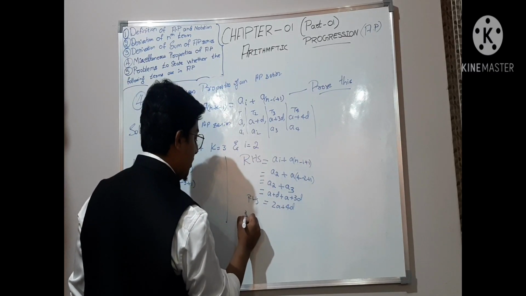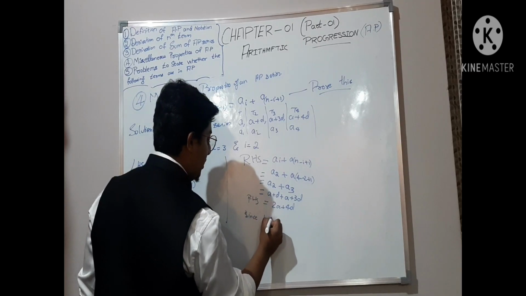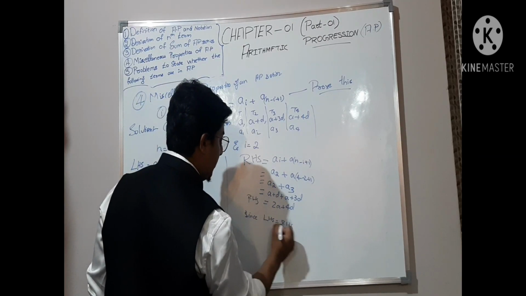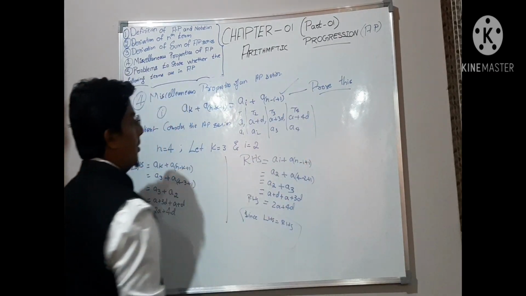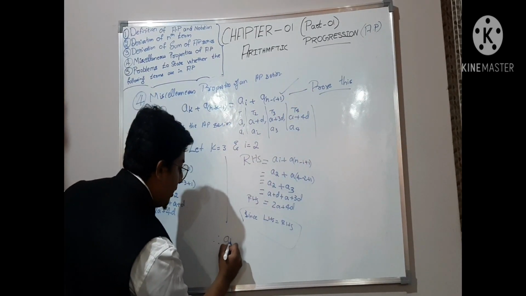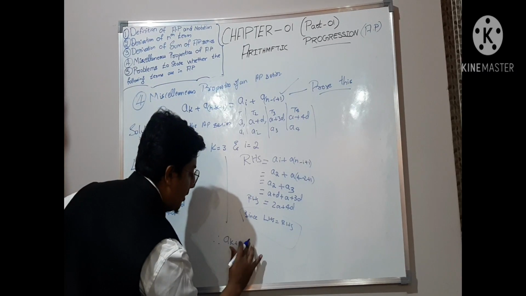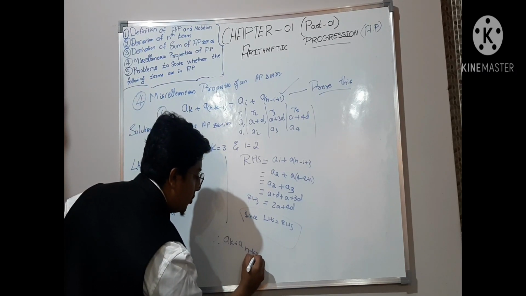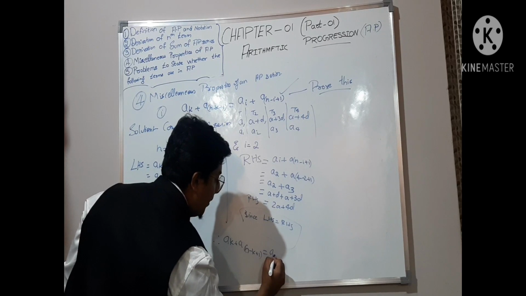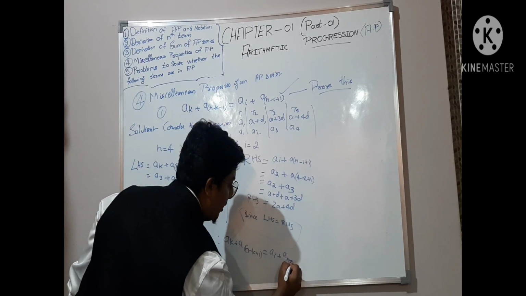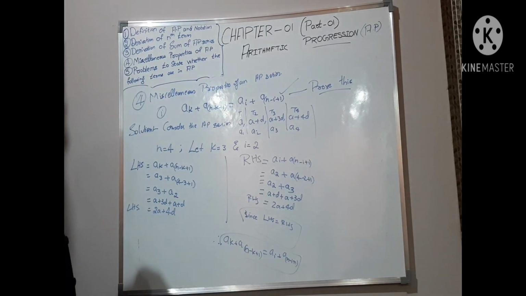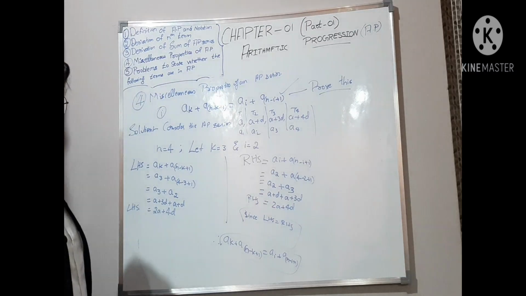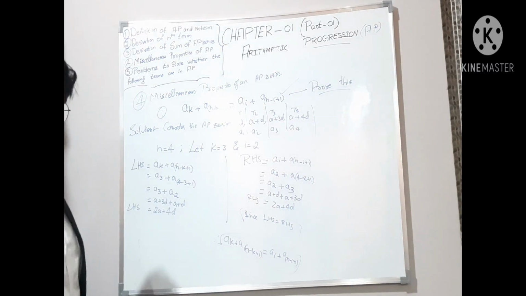Since LHS is equal to RHS, 2a plus 3d equals 2a plus 3d, this equation holds good. Therefore, a_k plus a_(n minus k plus 1) is equal to a_i plus a_(n minus i plus 1) holds good. This is one of the important miscellaneous properties of arithmetic progression series. Quickly we will move on to the second property. Just pause the video and note down the steps.